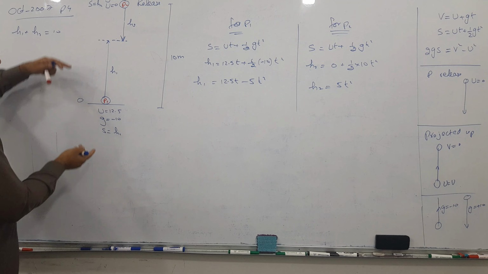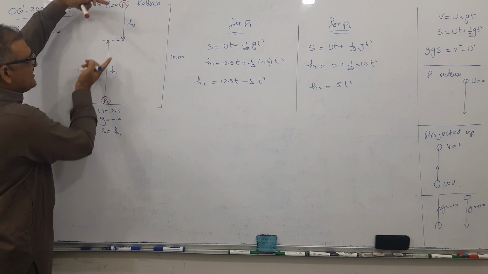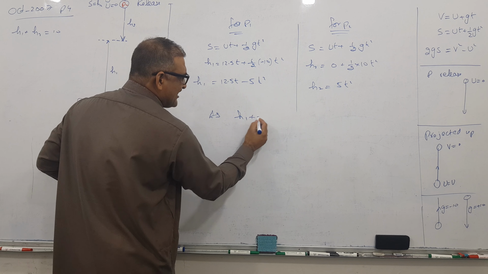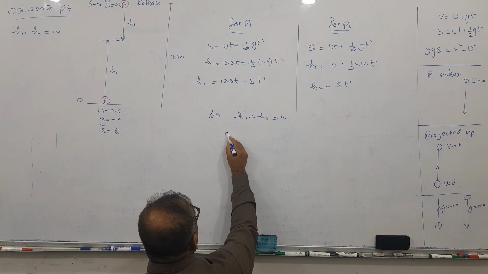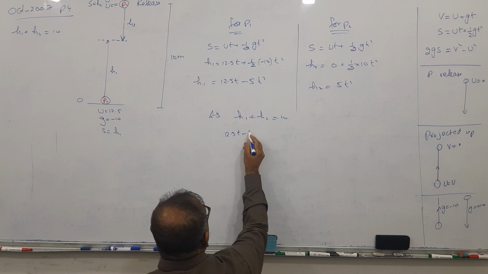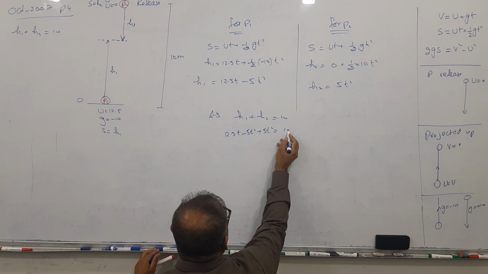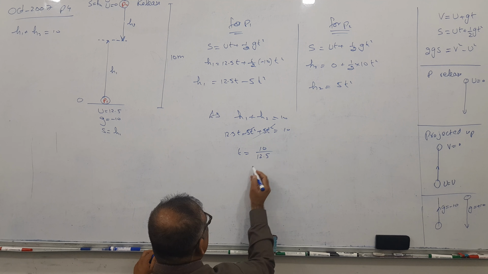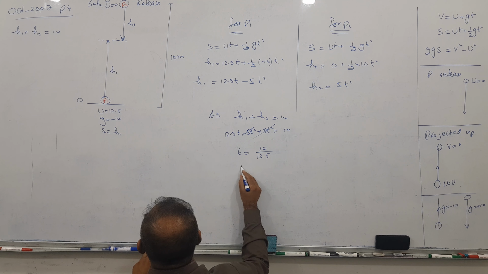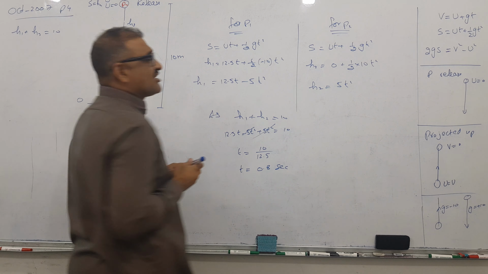You know that because they meet somewhere in the middle, this distance and this distance add up to 10. So I wrote h1 plus h2 is equal to 10. Replace both equations: h1 is 12.5t minus 5t squared, plus 5t squared, equals 10. This cancels and t becomes 10 divided by 12.5. Give me the answer please. 0.8 second.